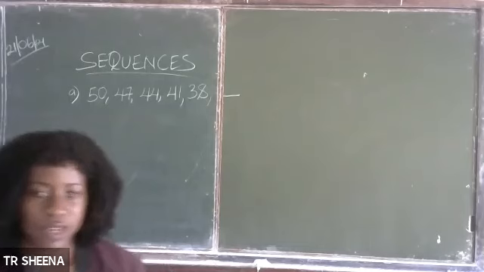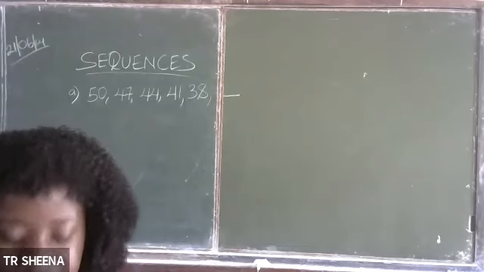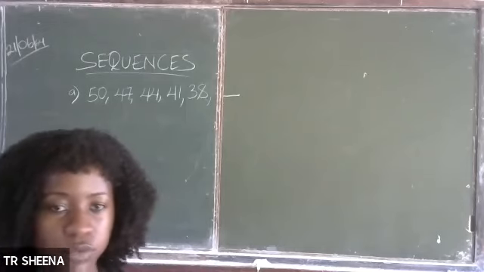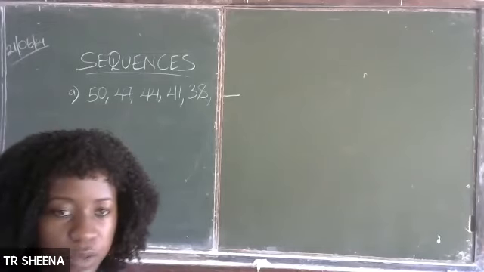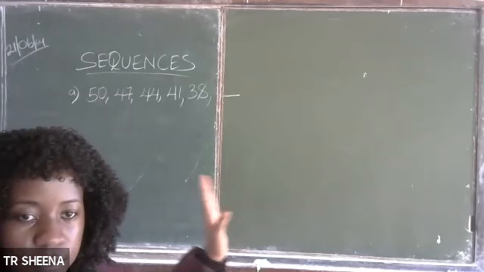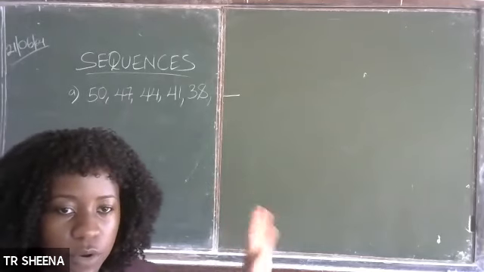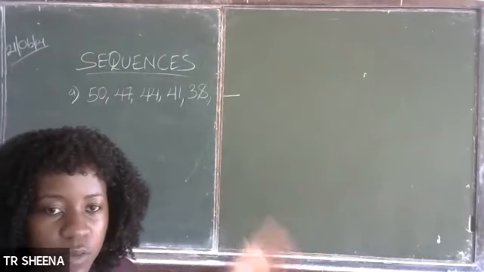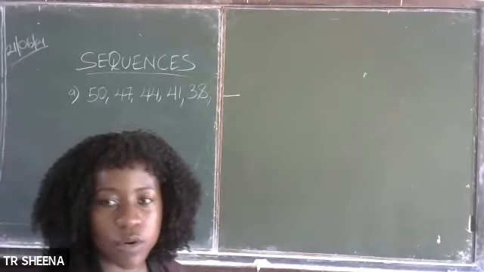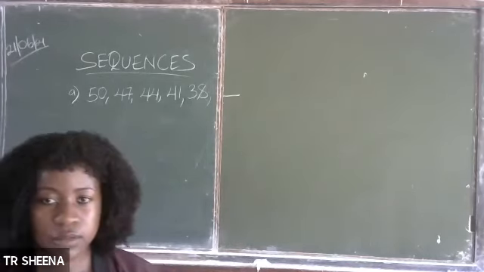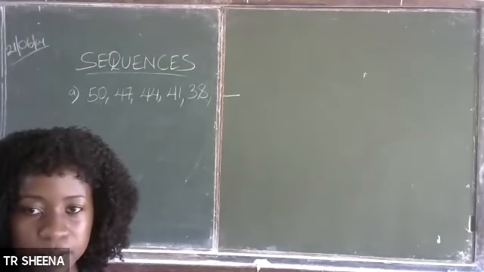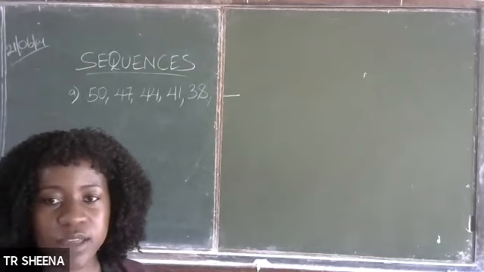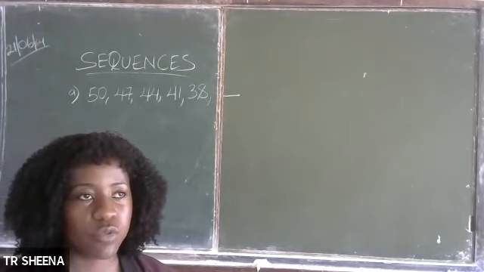But before we determine the next number, I want people to tell me the pattern and how they found out the pattern. So we have 50, 47, 44, 41, 38. So is this sequence decreasing or increasing? So it's decreasing. And if it's decreasing, I think there are only two things we can do.